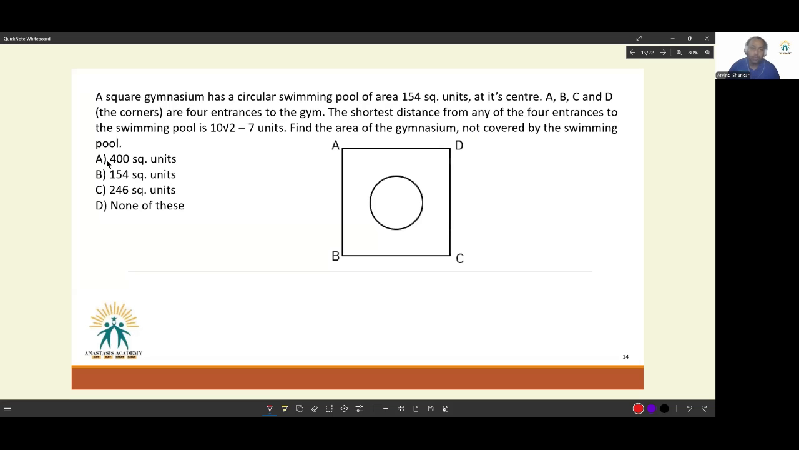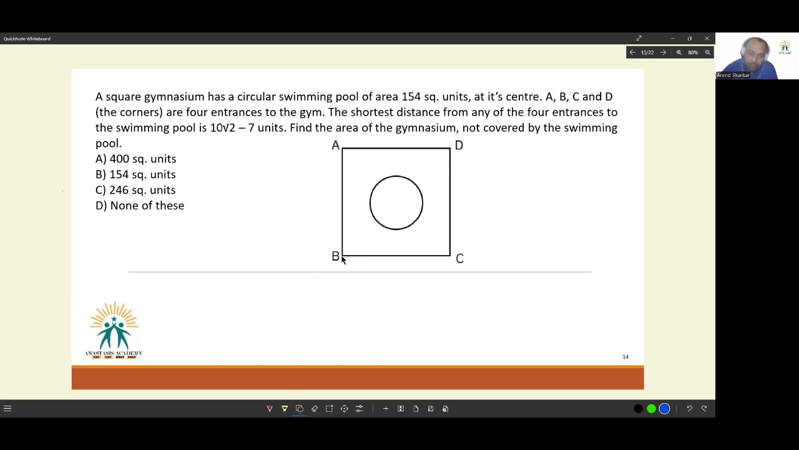Okay. Next, a square gymnasium has a rectangular swimming pool of area 154 square units at its center. A, B, C, D are corners, and R and B are 4 entrances to the gym. The shortest distance from any of the 4 entrances to the swimming pool is 10 root 2 minus 7.